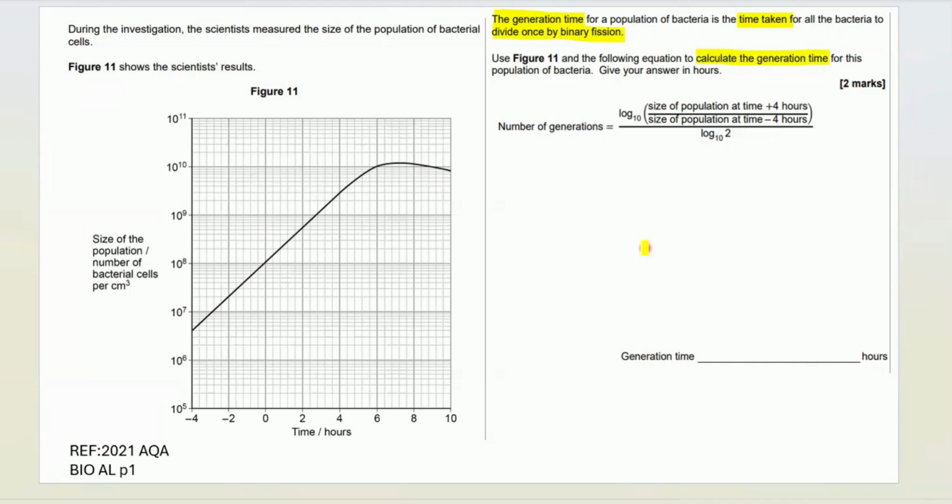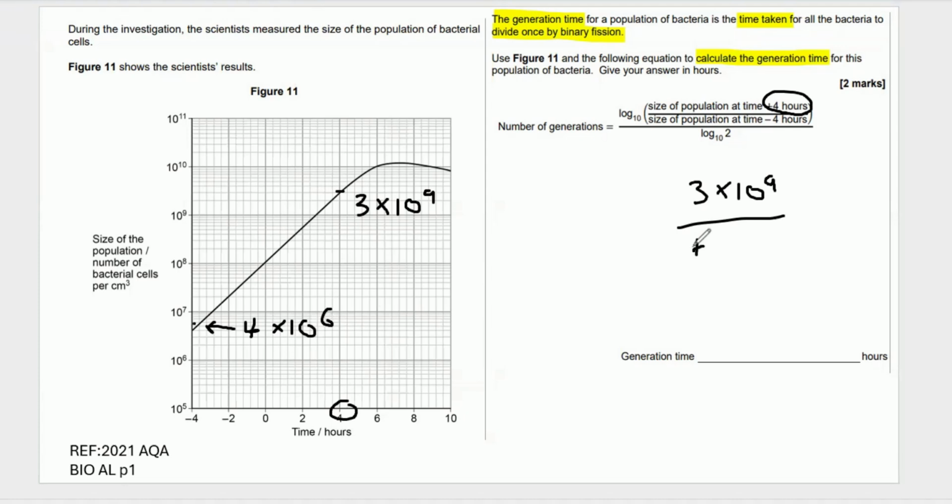Number of generations is log of the size of the population at plus 4 hours divided by the size of the population at minus 4 hours, divided by log 2. So what we're going to do first of all is find out what the size of the population is at plus 4 hours. And you see I've circled 4 on the timeline on the graph, and it's 3 times 10 to the 9. You've got to know how to read the graph. It says 10 to the 9 on the y-axis, but it's 3 squares up, so it's 3 times 10 to the 9. And just like that, down below at minus 4 hours, it's 4 squares up from 10 to the 6, so it's 4 times 10 to the 6.